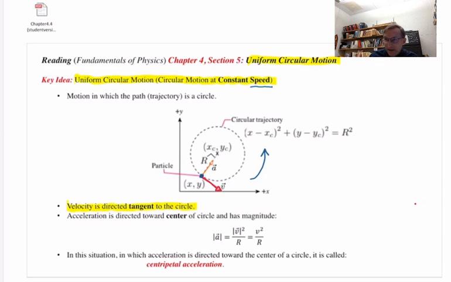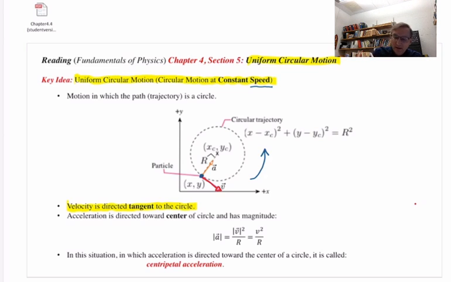There's a flaw in that reasoning. I'd like you to pause the video and think about it. What's wrong with what I just said? And then come back and we'll talk about it. Okay? What's wrong with claiming that when a particle moves in a circle at constant speed, its acceleration is equal to 0?